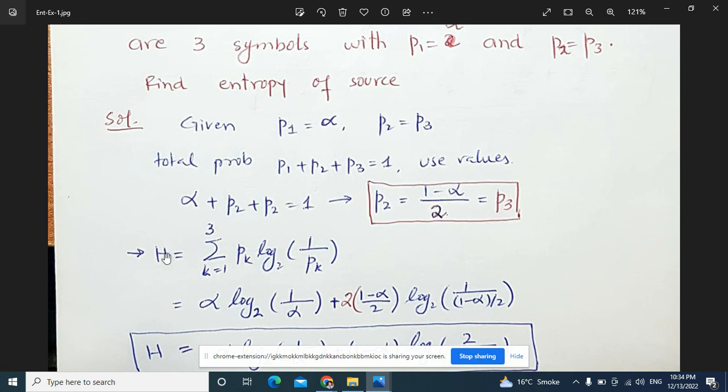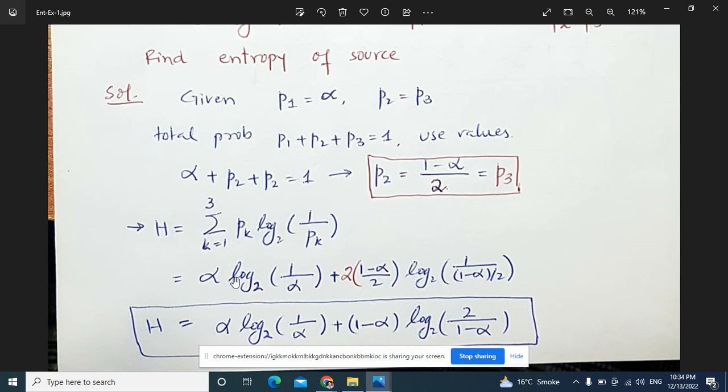We know the basic formula of the entropy: the sum over k from 1 to 3 of pk log 2 of 1 by pk. The first symbol probability is alpha, so alpha log 2 of 1 by alpha, plus the second and third symbols have equal probability, so we multiply by 2. The probability is (1 minus alpha) divided by 2, so log 2 of 1 by (1 minus alpha)/2. The denominator moves upstairs, and this 2 cancels with this 2, so the remaining is alpha log 2 of 1 by alpha plus (1 minus alpha) log 2 of 2 by (1 minus alpha).